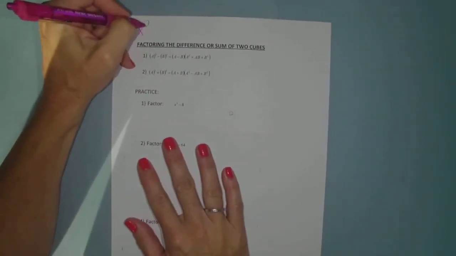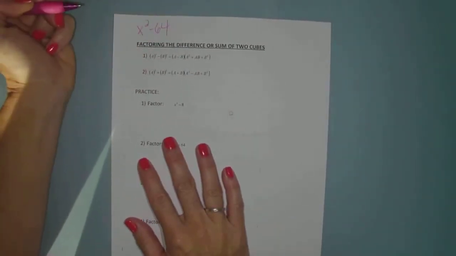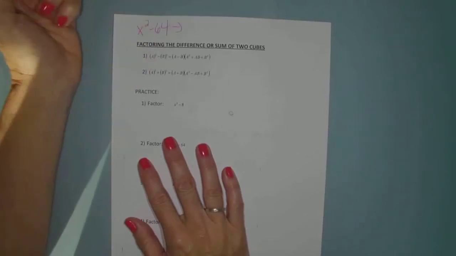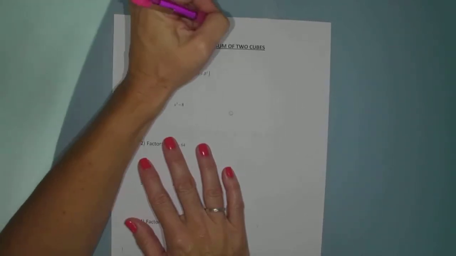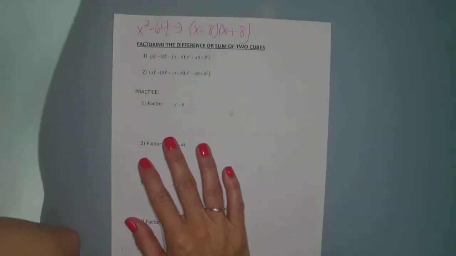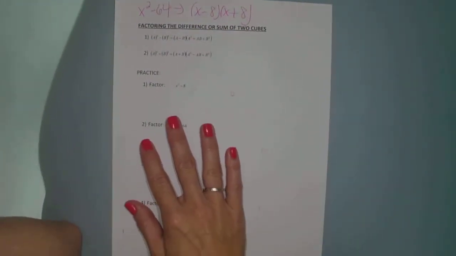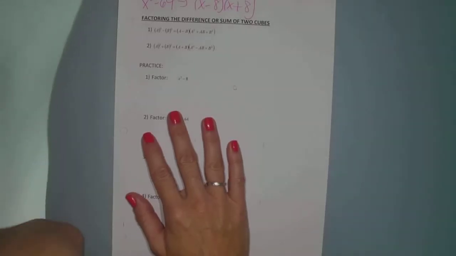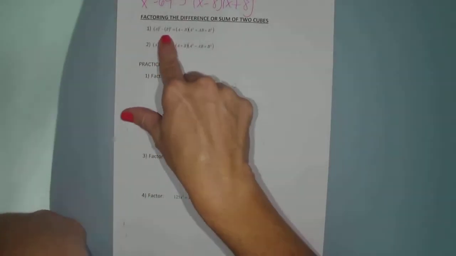Remember this? If I asked you to factor x squared minus 64, everybody immediately goes to x minus 8, x plus 8. Simple. We never forget that one. But for whatever reason, we always forget the sum or difference of two cubes. So let's review the formulas.